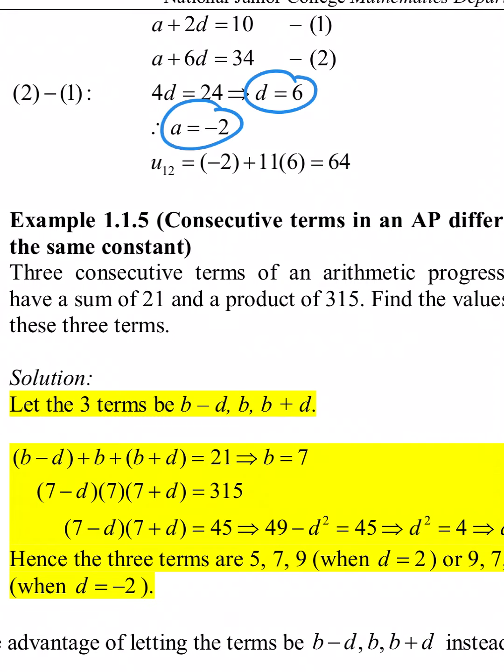Now the question also requires us to find the 12th term. So for the 12th term, U12 is equal to A plus 11D. You can just substitute in the values to find U12 to be 64.